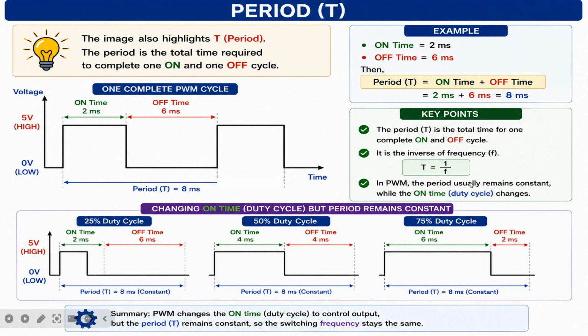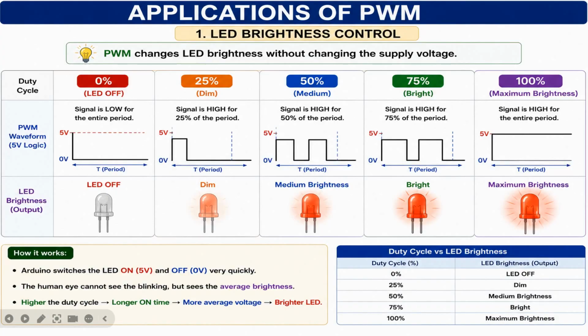Now in PWM, the period usually remains constant while the on time and the off time change. As you change the on time, the duty cycle will change. So this is the 25% duty cycle. Total period is 8 millisecond. When it is on for 2 millisecond, it will be 25% duty cycle. If it is on for 4 millisecond, it will be 50% duty cycle. If it is on for 6 millisecond, it will be 75% duty cycle.